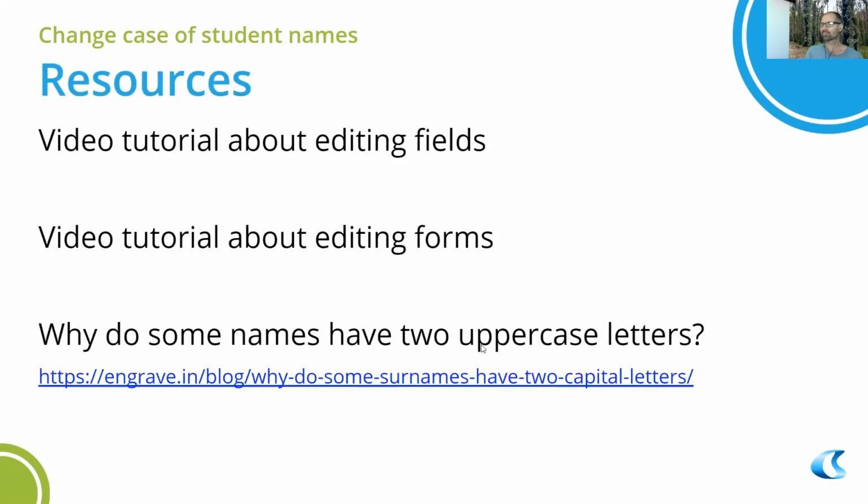Anyway, okay, cool. When I publish this information on SlideShare, I also include these links, and if you're interested, this tells you why some names have two uppercase letters, which is kind of cool. There's actually a definition for it. Thank you, Google, for that.